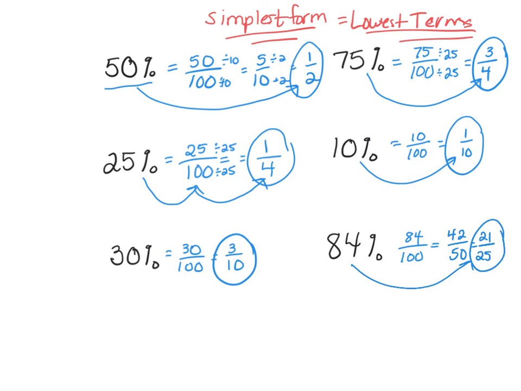And just in case you're not sure, I know my factors of 21 are 1 and 21, 3 and 7. And my factors of 25 are 1 and 25 and 5, and that is it. So they don't share any other factors that we could divide them by, therefore that's how I know 21 over 25 is the simplest form.